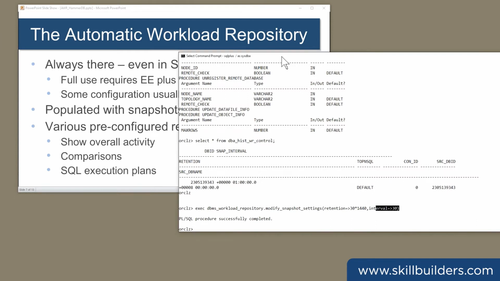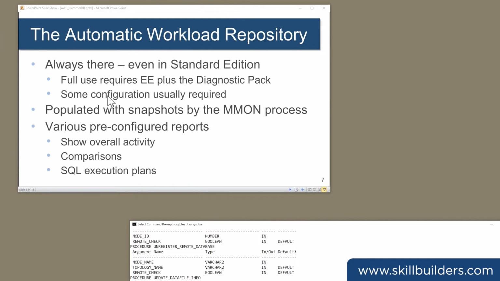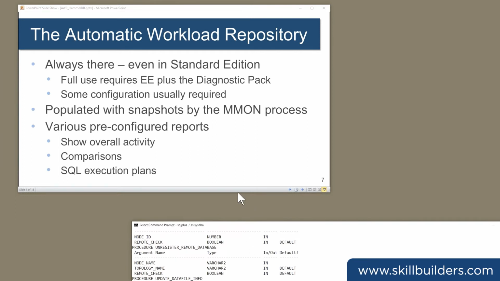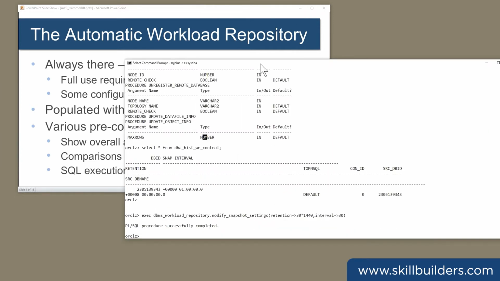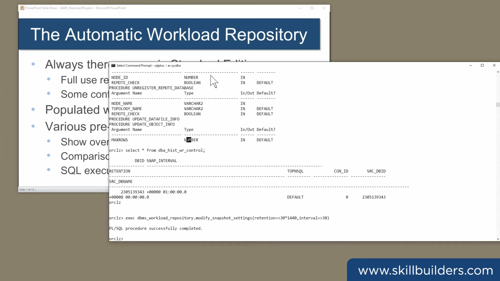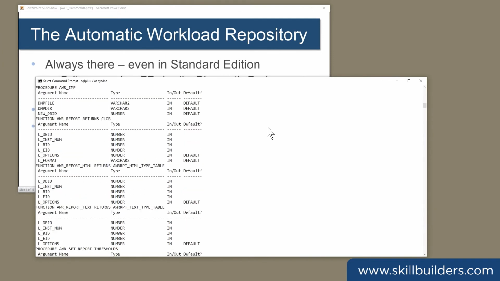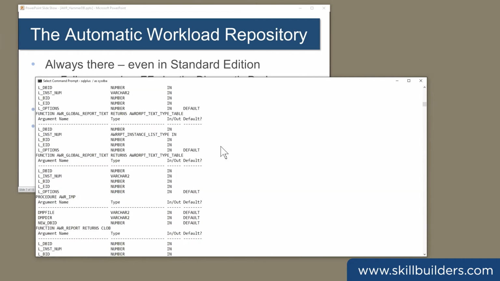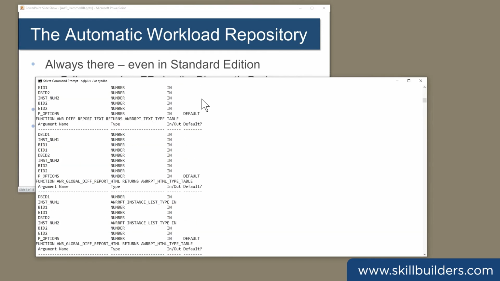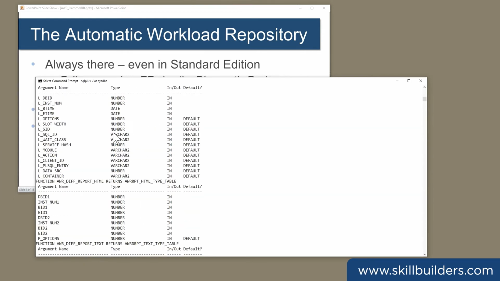Well, you're gathering all this information. What are you going to do with it? There are a bunch of pre-configured reports. The reports show overall activity, and there are many variations of them that are provided, and various scripts you can use to generate them. If you really want to, you can generate the reports with the API directly, and you can see the functions coming up here from the packages.